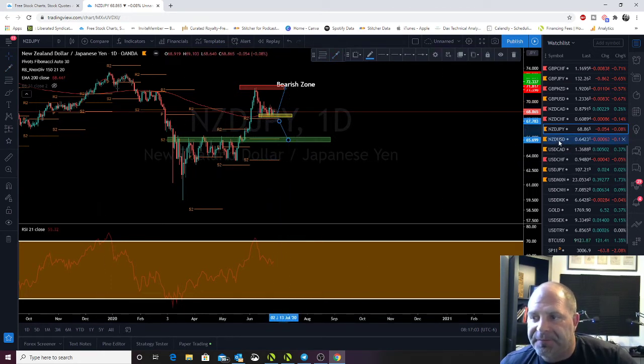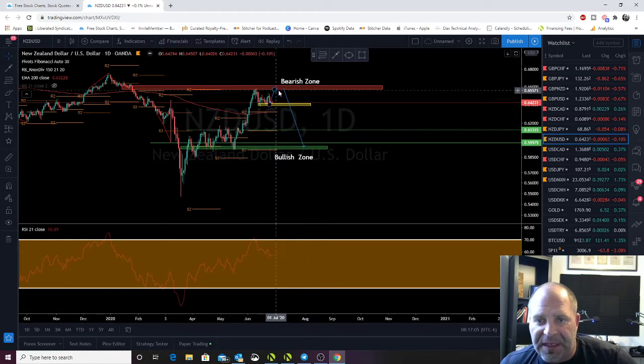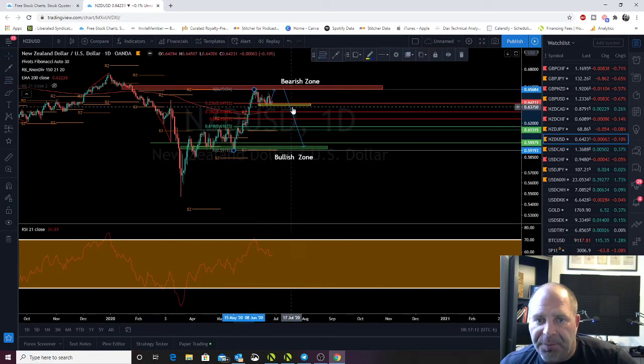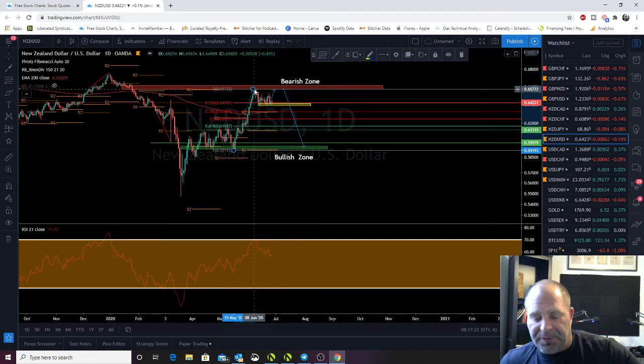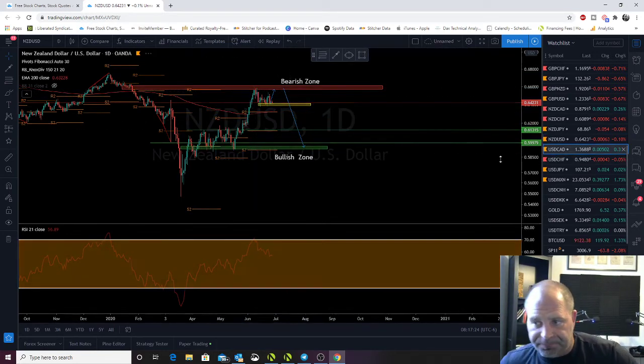NZD USD, same thing. I think we're going to get this push, this double top. If we put our Fibonacci retracement tool on, we're bouncing off the 236. Or we could bust out and come to the 382 or not. And then we're going to be a buyer from one of these retracement levels. But there's just nothing there yet.